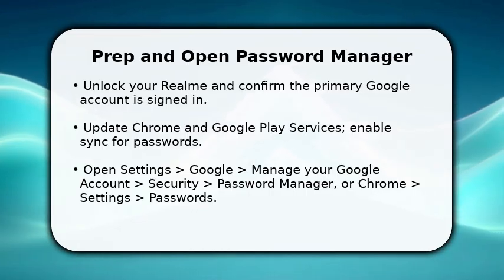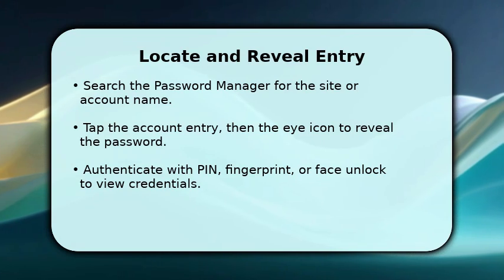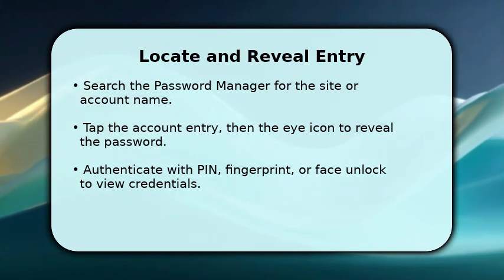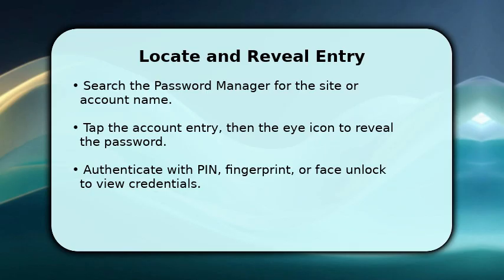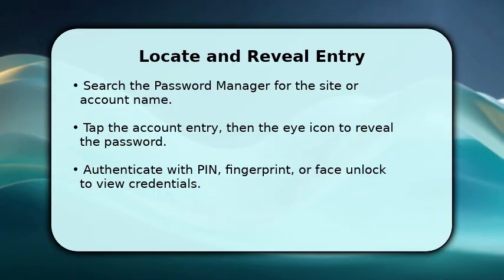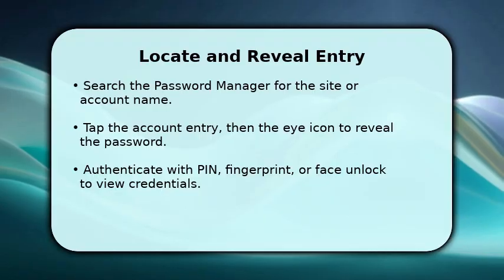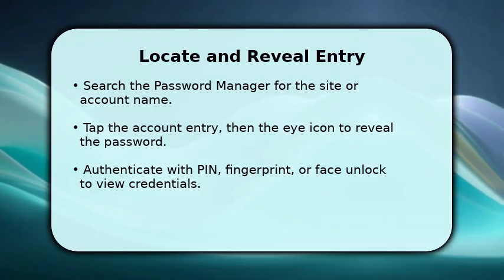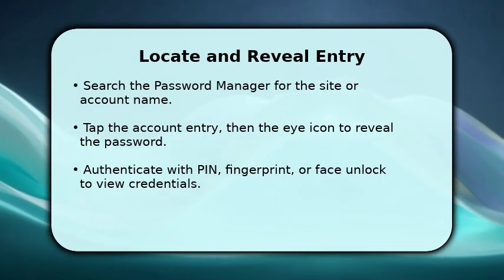Make sure you can authenticate with your device lock to proceed. Once the password list appears, search for the specific account or site to speed things up. Tap the matching entry to open details, and then tap the eye icon to reveal the password. Google requires re-authentication at this point. Use your device PIN, fingerprint, or face unlock to confirm you're the owner. After authentication, the password will display briefly so you can read or copy it.